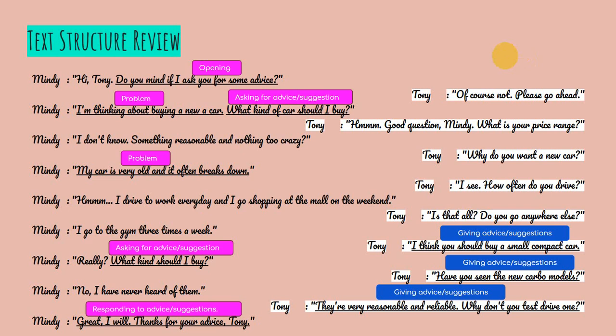"I drive to work every day and I go shopping at the mall on the weekend." Tony said, "Is that all? Do you go anywhere else?" And then Mindy said, "I go to the gym 3 times a week." "Tony, I think you should buy a small compact car." In here, as you can see, Tony said, "I think you should." Should here is the keyword of giving advice or suggestions.